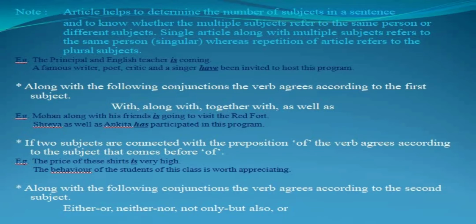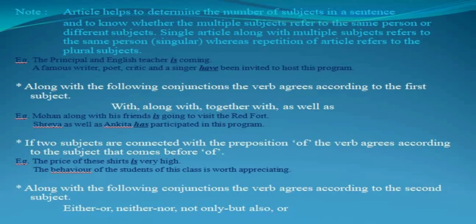Note: article helps to determine the number of subjects in a sentence and to know whether the multiple subjects refer to the same person or different subjects. A single article along with multiple subjects refers to the same person, that is singular, whereas repetition of article refers to plural subjects. Here it means when two or more subjects are connected by and in a sentence and only a single article is given with them, then we use a singular verb for them because they are the same person we are talking about.